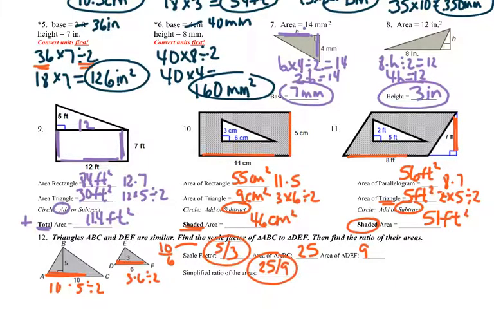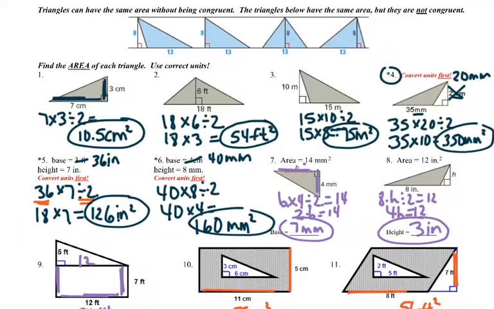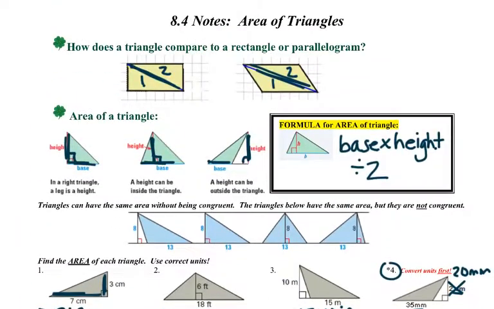We might remember before we learned that the ratio of the perimeters is equal to the scale factor. Here, the scale factor squared is equal to the ratio of the areas. Because if I were to multiply 5 thirds times 5 thirds, I would get 25 ninths. The scale factor squared is the ratio of the areas. So that's it. Area of a triangle.